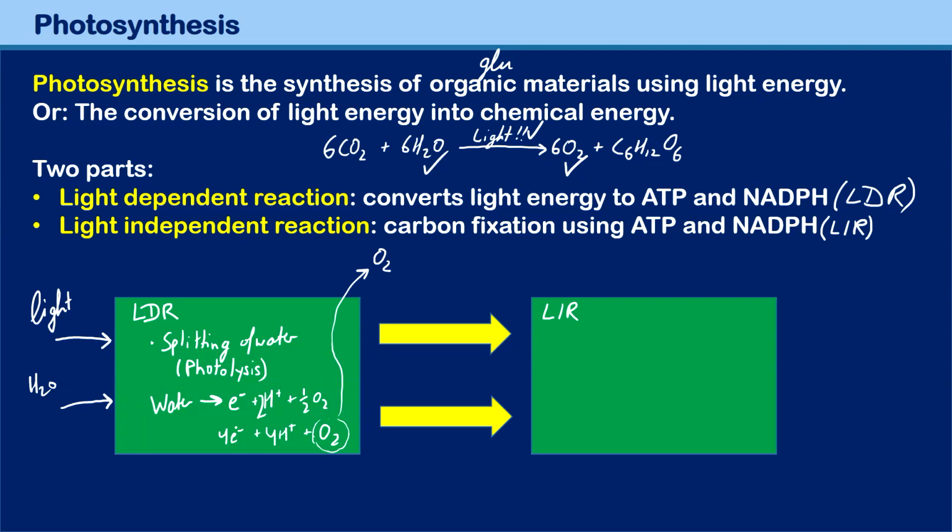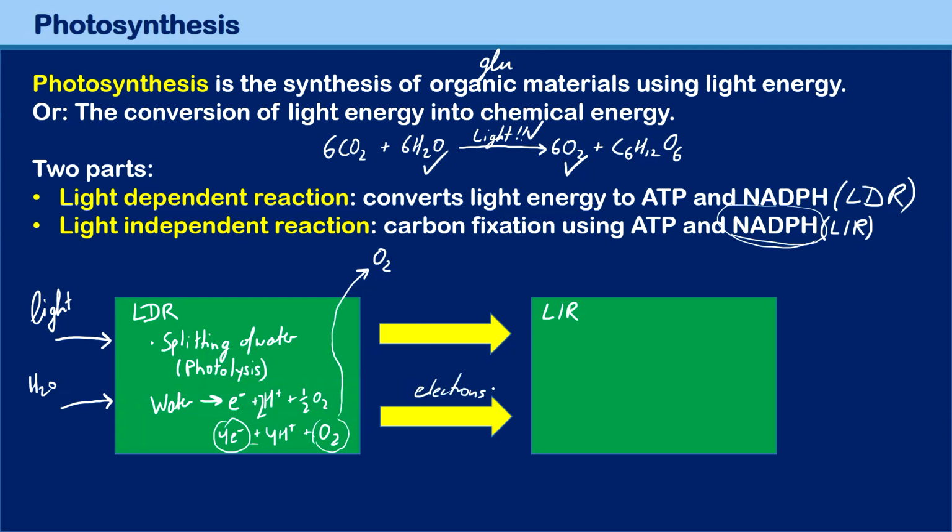So the question is now, what happens to these electrons? These electrons over here, they end up in a molecule called NADPH. Standard level people don't have to worry about that so much, but essentially these electrons over here, they will be passed on. Electrons.